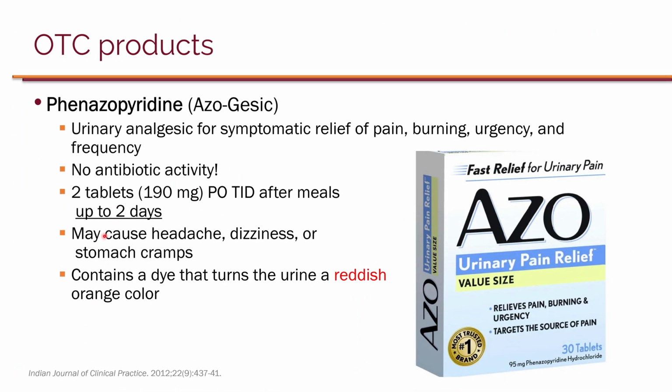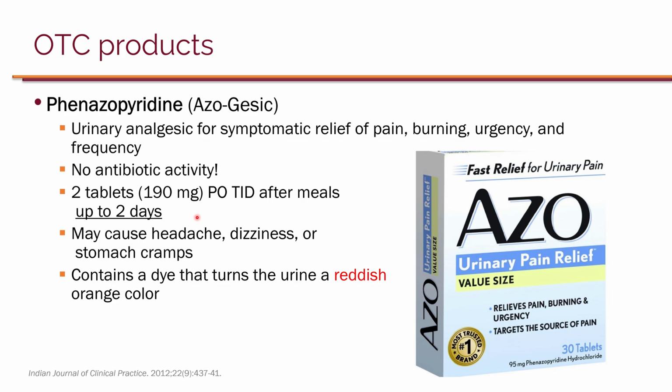And lastly, for over-the-counter products, we have phenazopyridine. This is a urinary analgesic to relieve the symptoms of UTI, such as pain, burning, urgency, and frequency. This has no antibiotic activity. So this is just to relieve the symptoms, and people should not take it beyond 2 days. With proper treatment, symptoms should be gone by 2 days. So if someone has symptoms beyond 2 days, that could indicate that the treatment is not working. So you don't want to mask that. You want to make sure that people don't take it beyond 2 days.